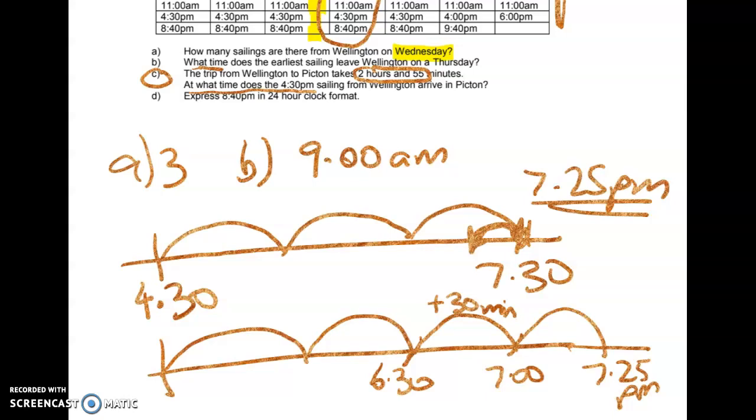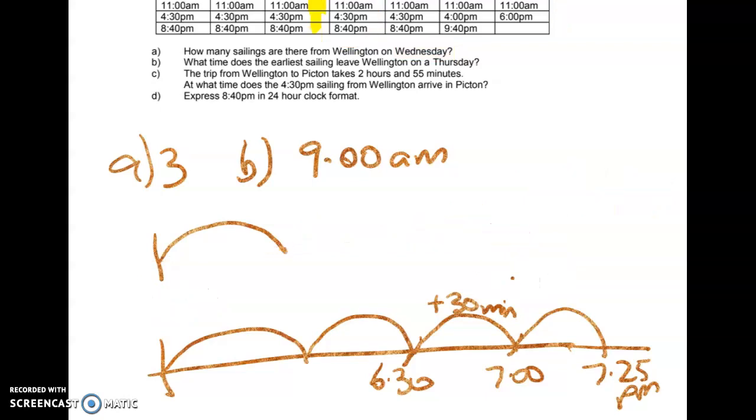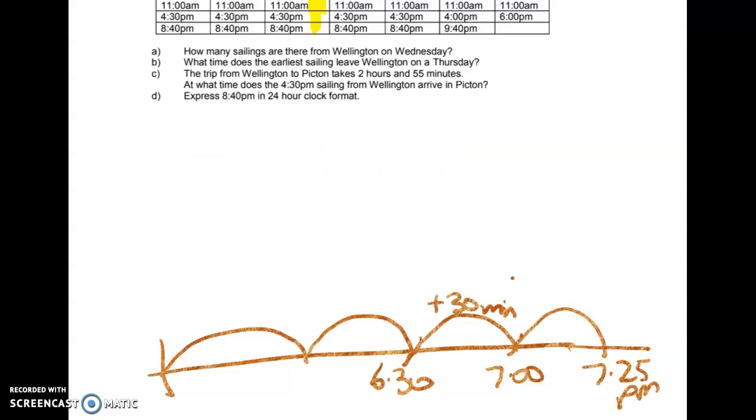Right, the last one is checking that you're comfortable with doing 24-hour clock time. We actually didn't do this in class, but we'll do it now. So 8:40 p.m. — p.m. means in the evening or in the afternoon. So the 24-hour clock starts at midnight at 00:00. There are no decimals or points in there.